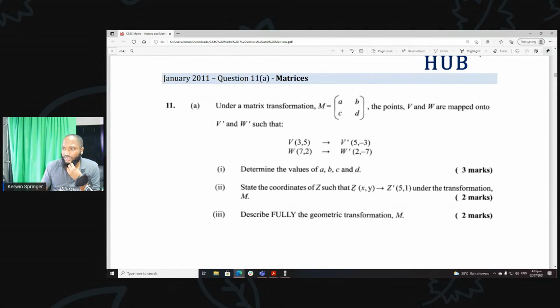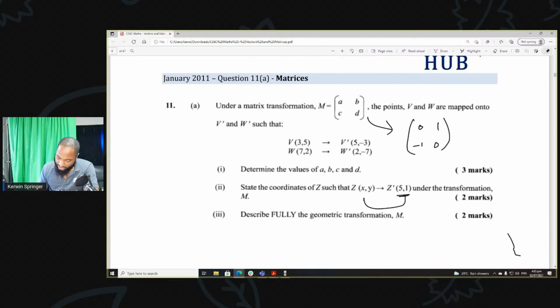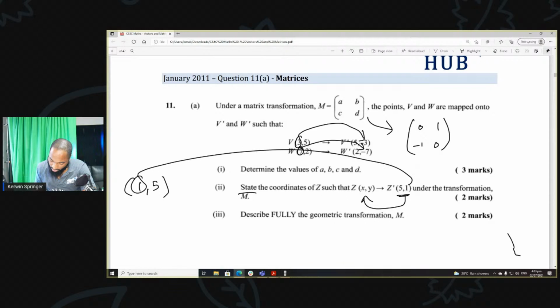State the coordinates of Z such that Z maps to X, Y under the transformation M. So we know that M is now 0, 1, negative 1, 0. And we want the coordinates of Z that did this. And this is state, so you could just write it. You want to swap. And let's take a little look at this. This one, switch sign. The 7 here, switch sign. So this one, when it goes across there, it's supposed to switch sign. So it means that this started off as a negative.